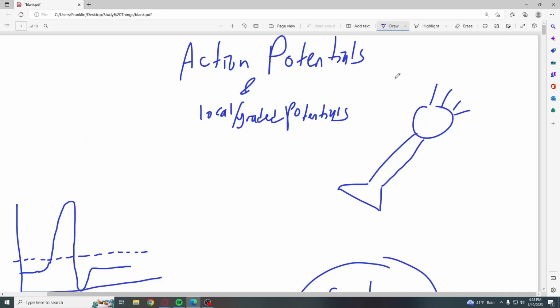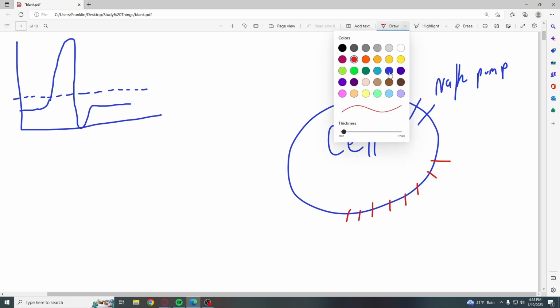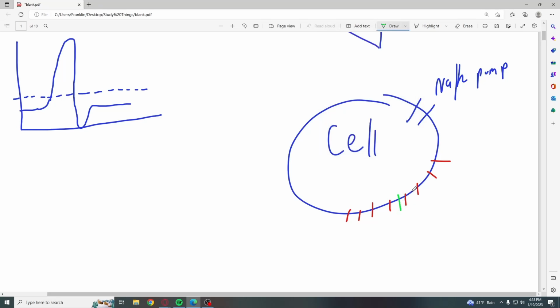Alright, action potentials and local graded potentials. To understand this, you need to know the cell. And so the cell has the NaK pump, and it has K leak channels. I'll just put there a little bit. And there's also a little bit of Na leak channels, right?